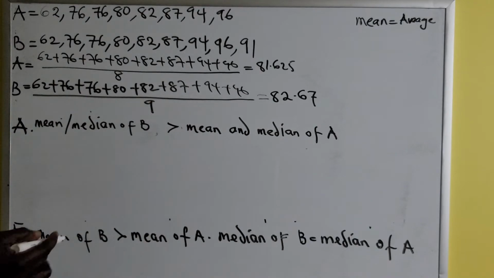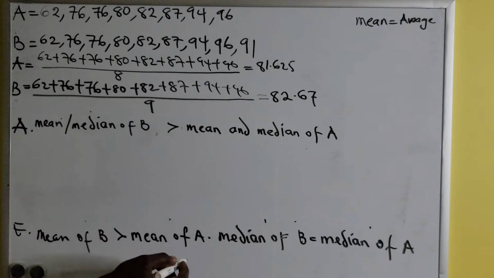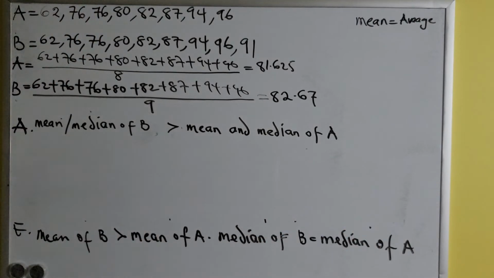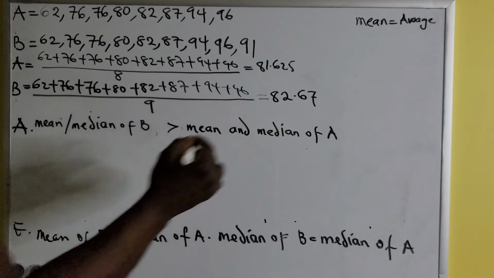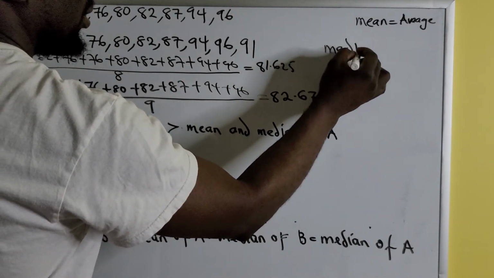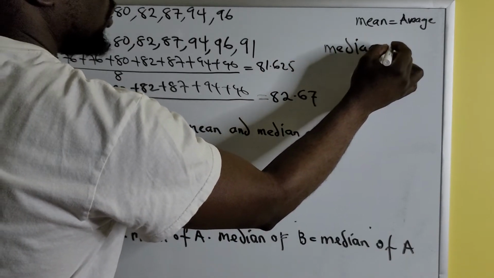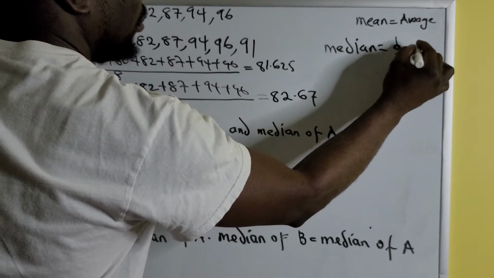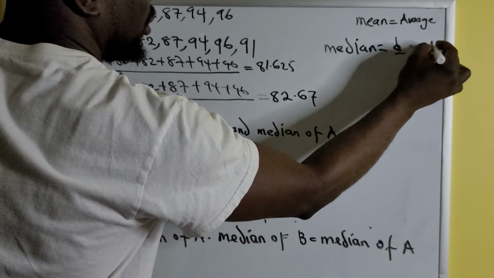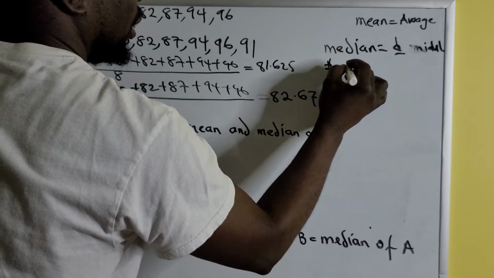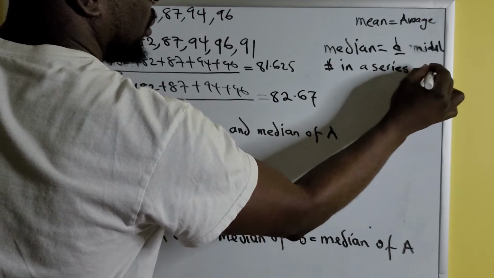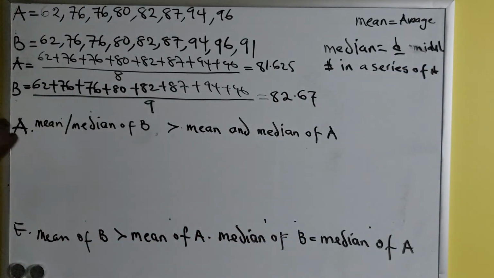Next one says the mean of B is greater than the mean of A, and the median of B is equal to the median of A. So now we have to prove if any of these statements is true. How do you calculate median? Median is equal to the middle number in a series of numbers, right? So the middle number in a series of numbers.